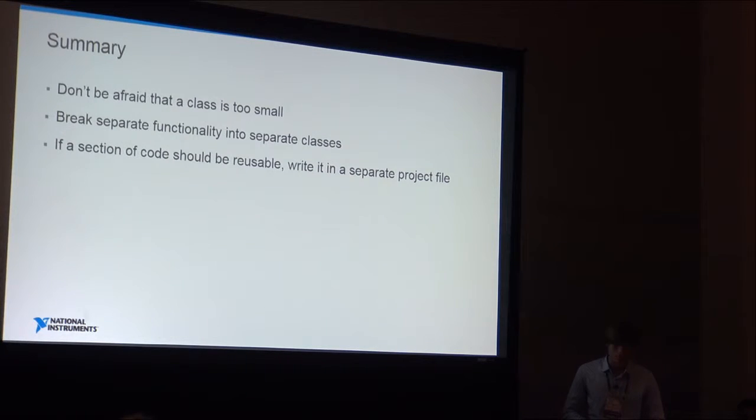If a section of code should be reusable, write it in a separate project file. This is the same idea again that we just touched on in the previous slide. If I write things in a separate project file, it becomes obvious that I've made some explicit interface and I can see how I want to reuse it. If I just do it in the same place, then I'm going to end up trying to drag things around, and that's not going to be great.